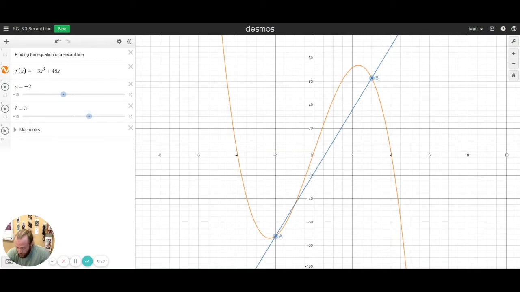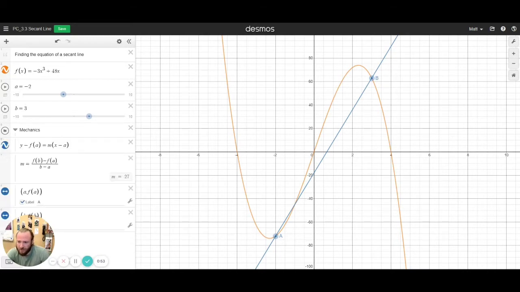The second part of the questions that were asked of us was to find the equation for the secant line. And actually I've put a folder here with the mechanics of what I've set up, because you can see that I have the graph of the function in orange and then the secant line here between -2 and 3. Those are the x values asked of us.